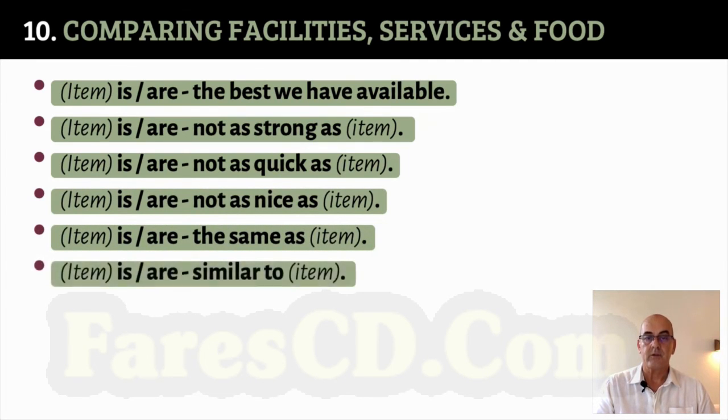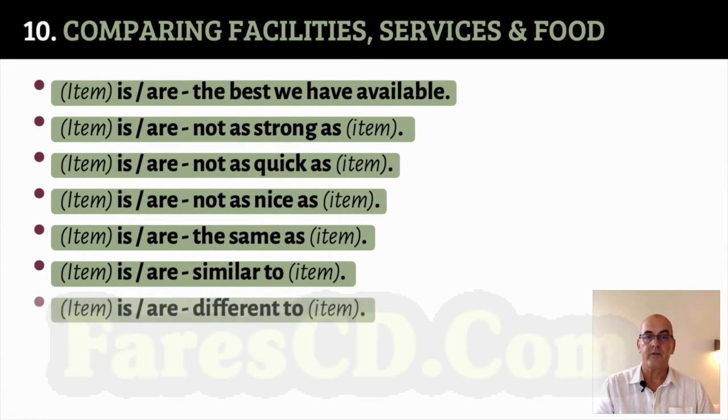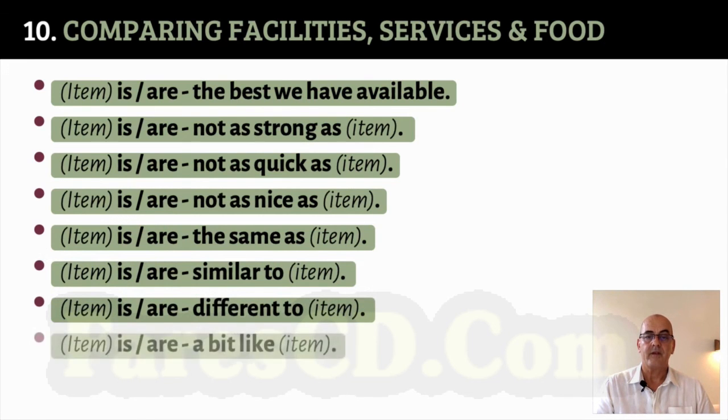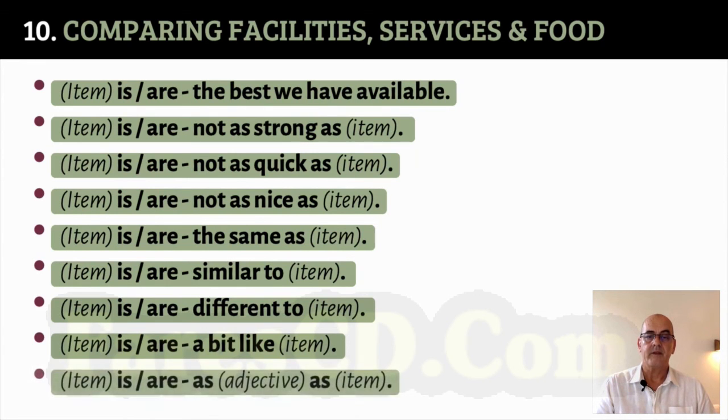Is similar to, are similar to. Is different to, are different to. Is a bit like, are a bit like. Item is as adjective as item. Is as big as, is as tall as, or are.